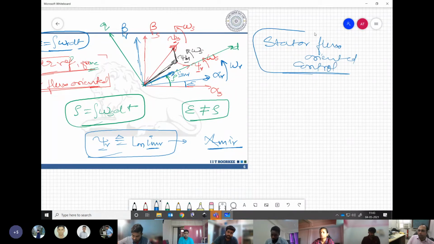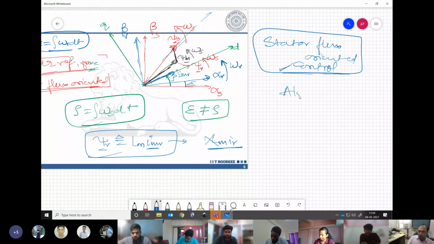So in case of stator flux oriented control, where will my d-axis go? It will go along this IS. Understanding my point? For some specific applications, people go for stator flux oriented control as well.